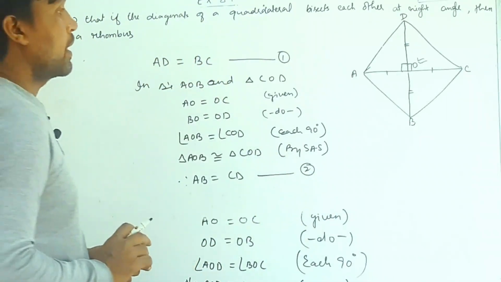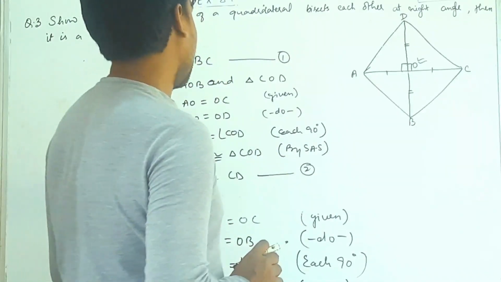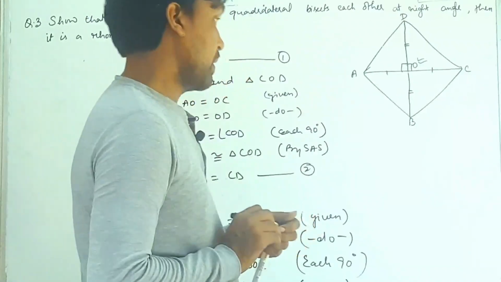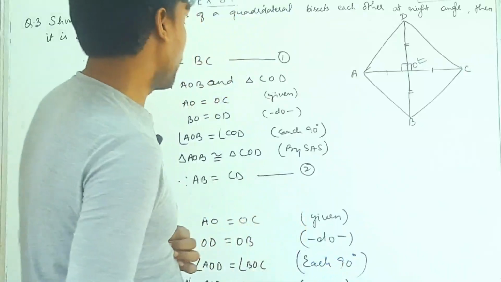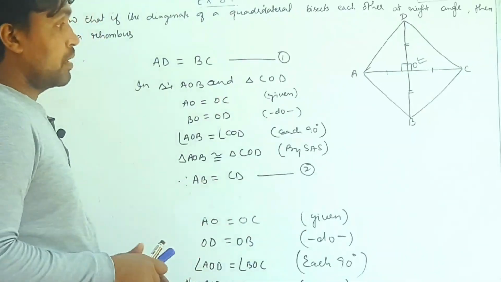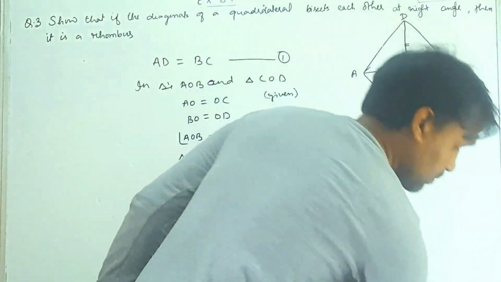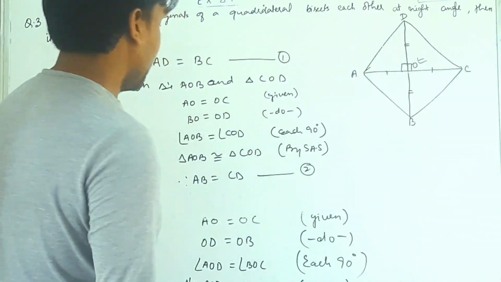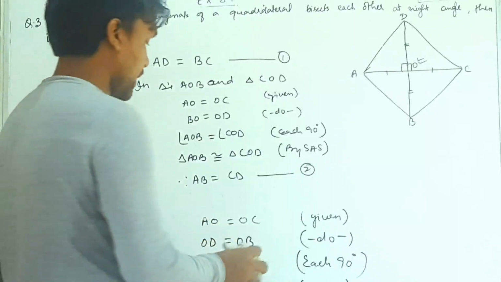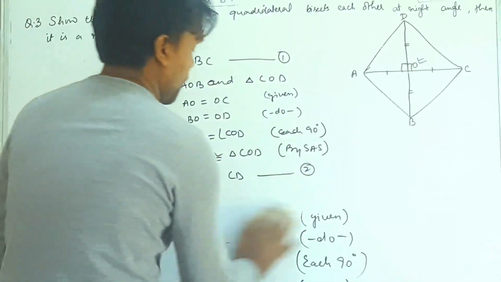So we have proved AD equals BC and AB equals CD, but we are asked to prove that all the sides are equal. So for that we will take some more triangles for the proof. All of you can pause the video and take it down. I will clear the board.